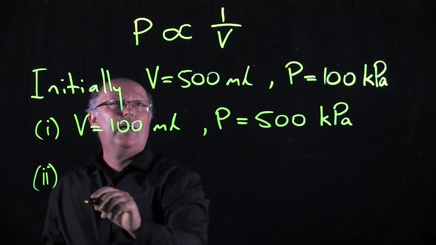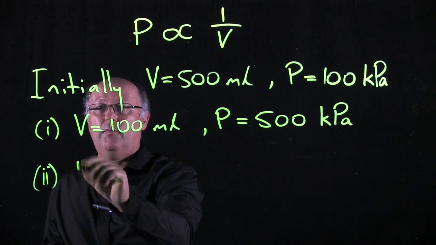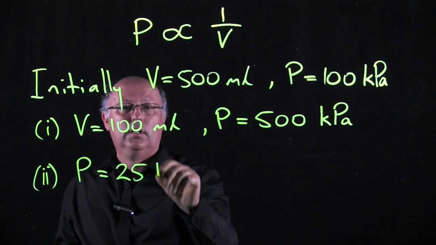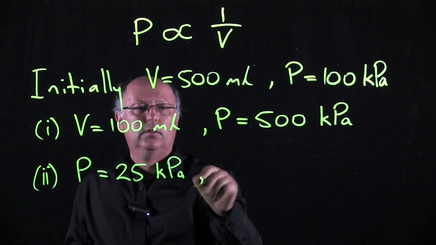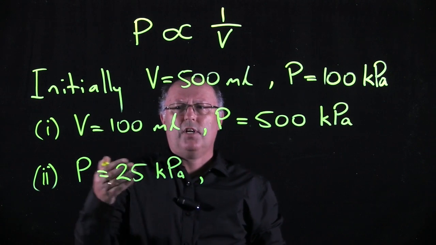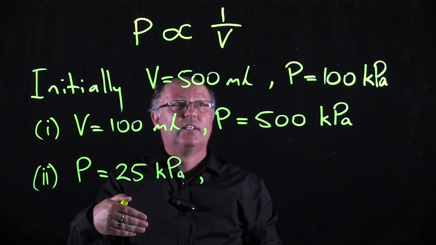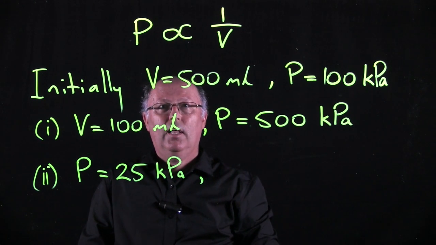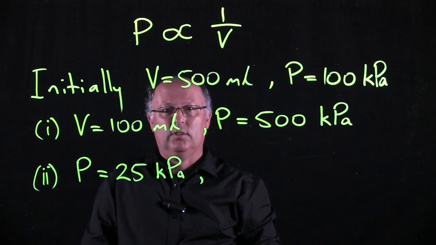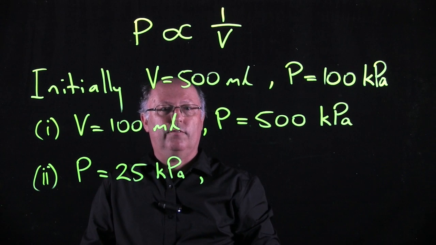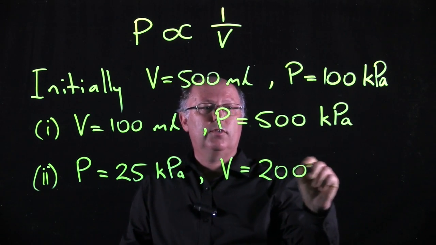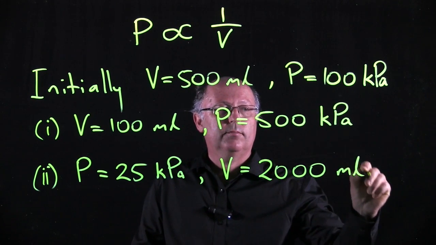Alternatively, if we took the initial gas and we reduced the pressure to 25 kilopascals, since the pressure has been reduced by a factor of 4 from 100 down to 25, then the volume will have to respond in the opposite way. It will have to go up by a factor of 4. So the volume will increase to 2,000 milliliters.